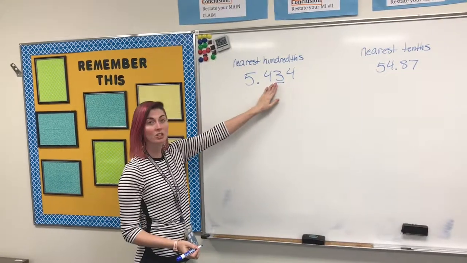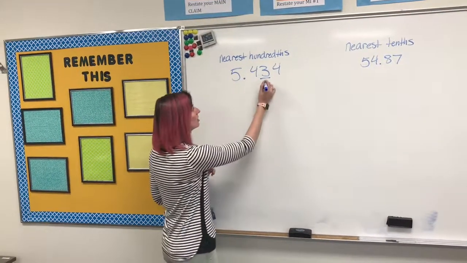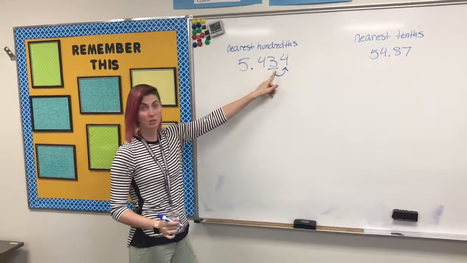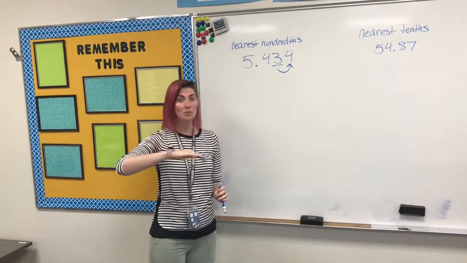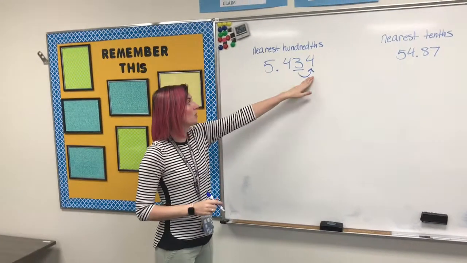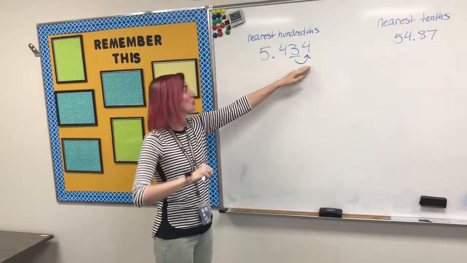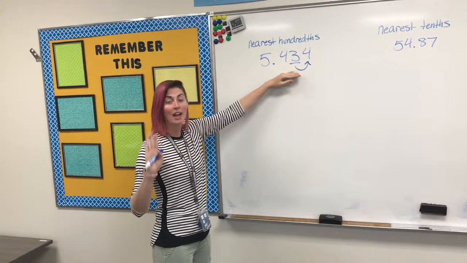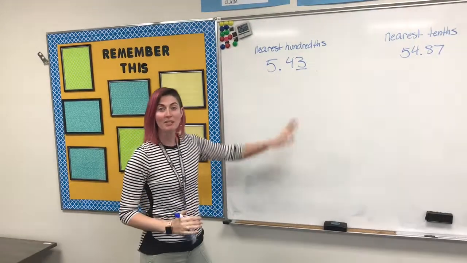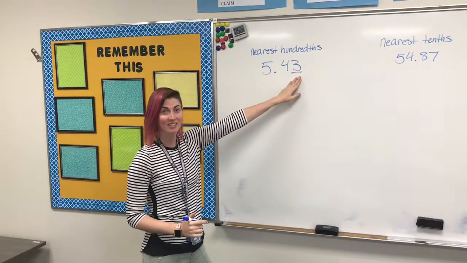Now when we round, we look to the number to the right. So we're going to look at this 4, and 4 is going to tell us what we do to the 3. If we have 4 or less, we let it rest. If we have 5 or more, we let it soar. This 4 falls into 4 or less, so we're going to let the 3 rest. I use the 4, I lose it, and this is my rounded number to the nearest hundredths.